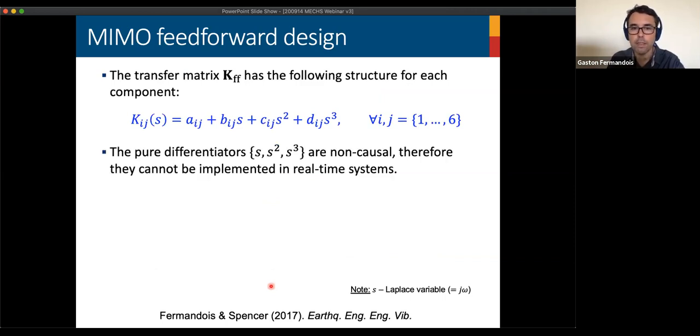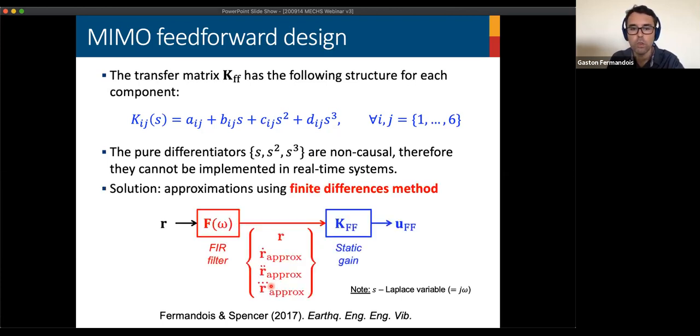And then the pure differentiators, because basically this is a non-proper system, are non-causal, sorry, non-proper, and can be implemented in real time through finite difference approximations. So we use a backward difference approach, such that using the information of the trajectory, the desired displacements, and using tap delays, we can approximate the higher order derivatives using information of the current step and previous steps in time. And with that, we can command the feedforward command to the multi-actuator system.